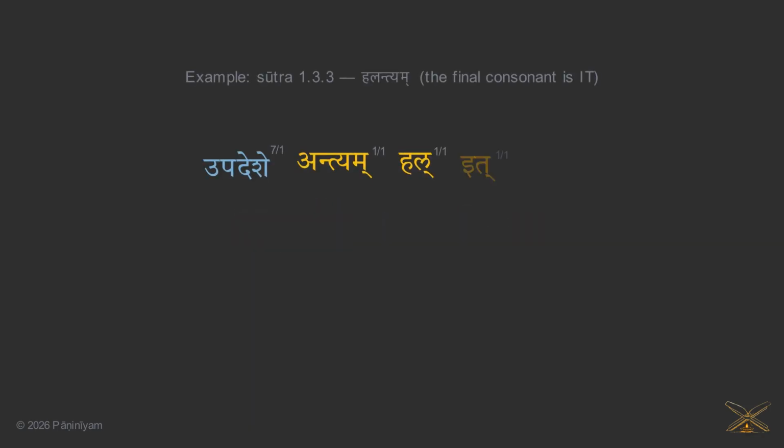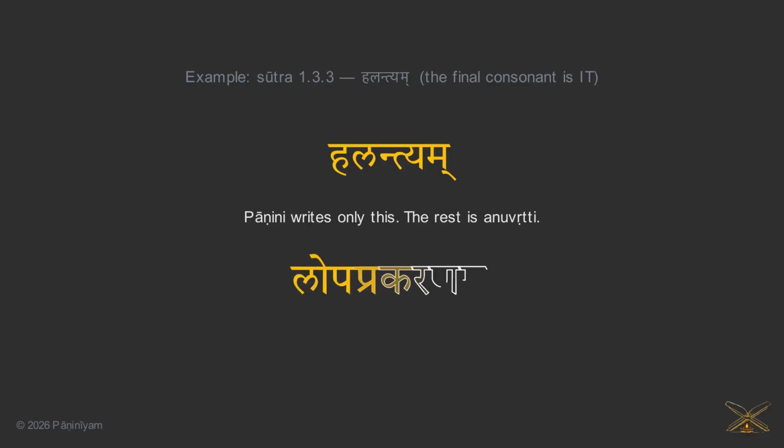Let's understand Pāṇini's Anuvritti scheme through the most important prakarana of Ashtadhyayi, the Lopa Prakarana. Take Sutra 133, Halantyam. Its full meaning is, in Upadesha, the final consonant is it, or we can say, Upadeshe Antyam Hal it bhavati or it syat. Pāṇini in this entire Shastra never used any Kriyapada. By not adding a Kriyapada after every sutra, he already saved at least 4,000 Kriyapadas in his book.